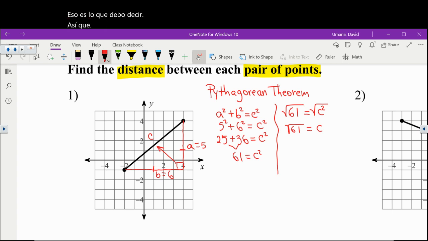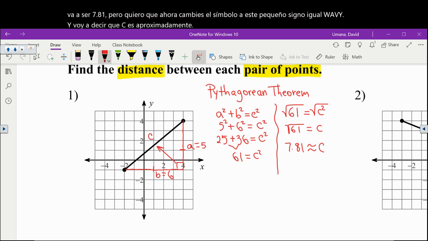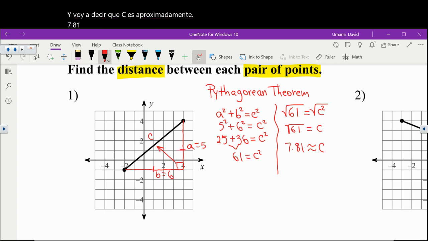So I have an answer. And basically what I've been told right now is this is going to be 7.81, but I want you to now change the symbol to this little wavy equal sign. And I'm going to say that C is approximately 7.81. If you are not sure how to do that on your calculator, when you guys do the practice today, I'll come around and double check so that I can show you on your calculator for anybody who's not sure how to do that.